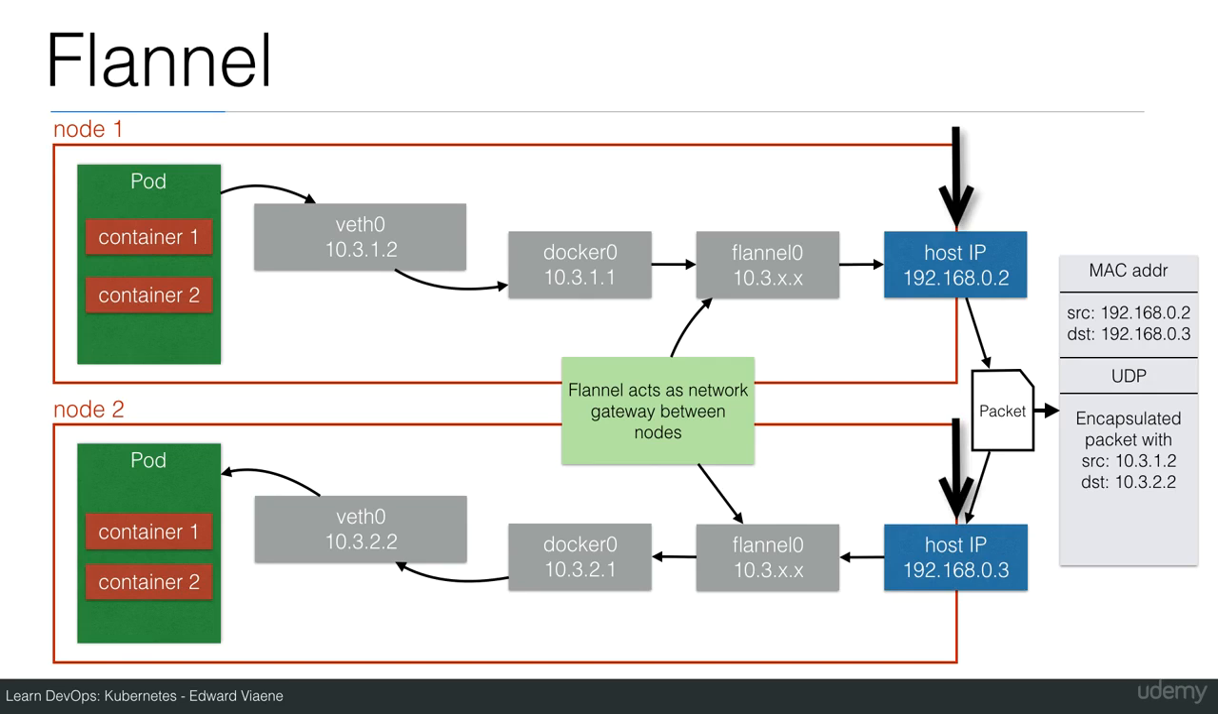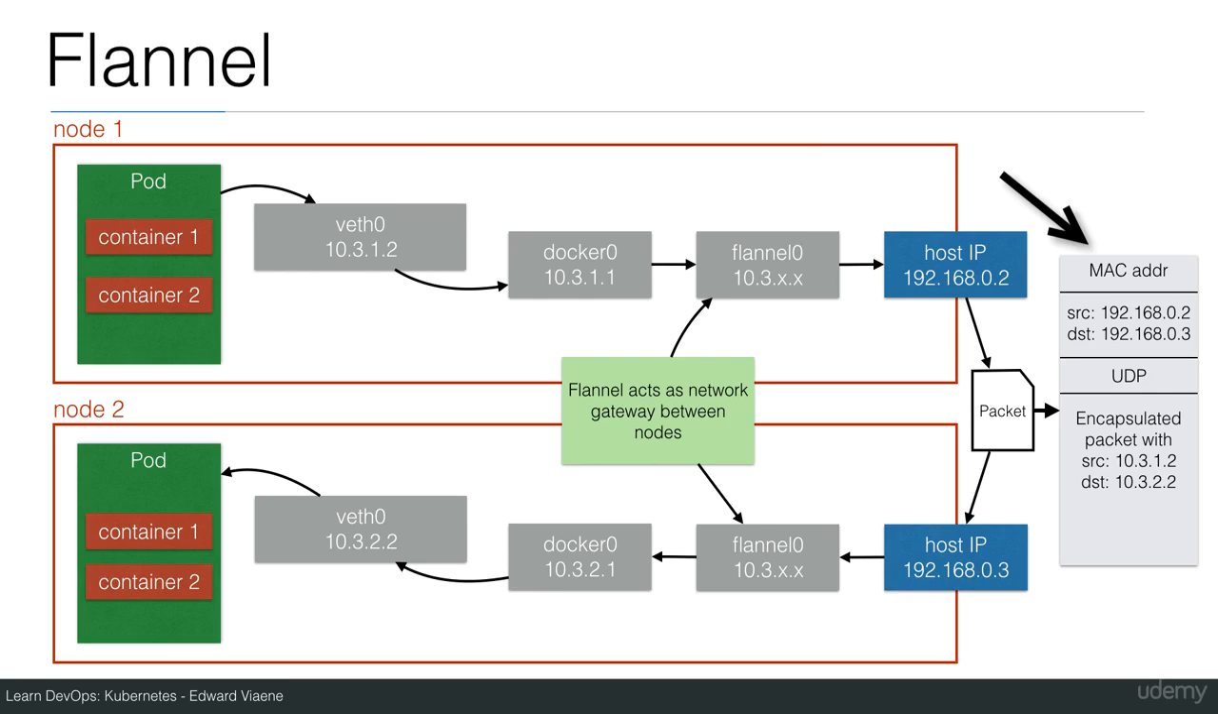So we have two host IP addresses here, 192.168.0.2 and 0.3. And that's how our nodes can communicate with each other. Our pod also needs an IP address, and here we're going to use some virtual IP address that is going to be managed by Flannel. Flannel also uses etcd as a backend to store its networking information in. So 10.3.1.2, the IP address of our pod of node 1, is going to go to Docker 0, which is the gateway, which is then going to go to Flannel and then to the host IP.